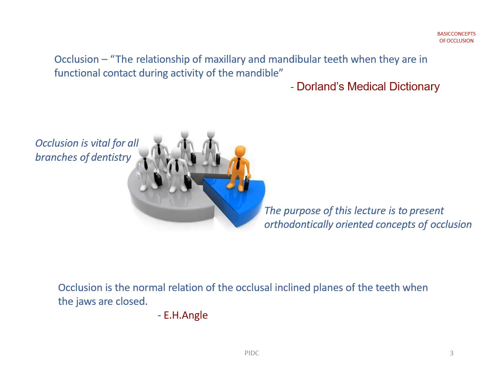So first and foremost, what is an occlusion? To put it in a very simple term, an occlusion is a normal relation of the occlusal inclined planes of the teeth when the jaws are closed. This definition is very simple and clear, given by Angle, right?